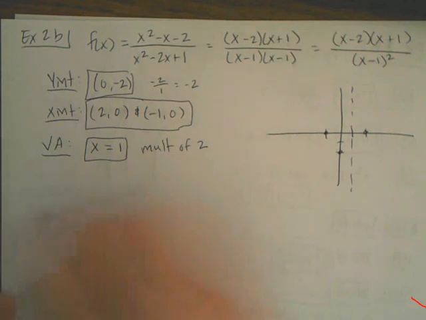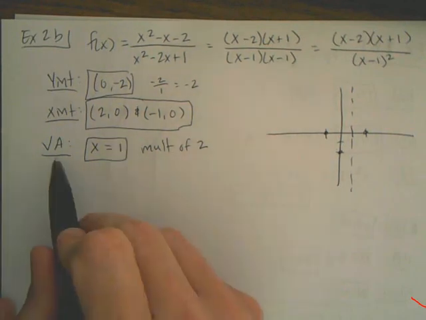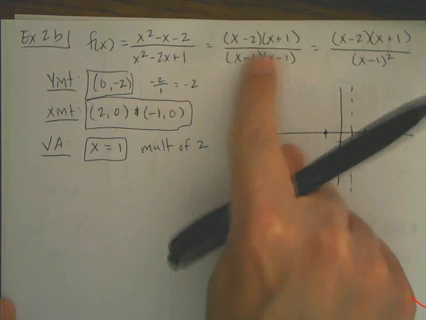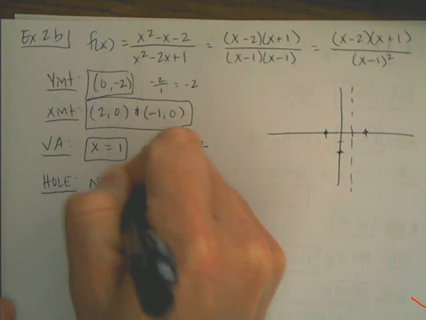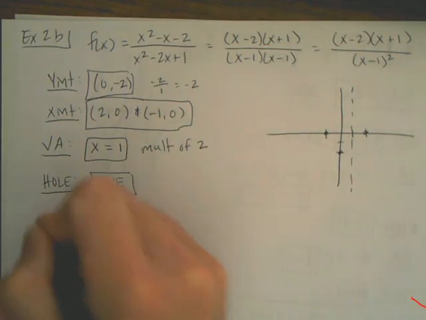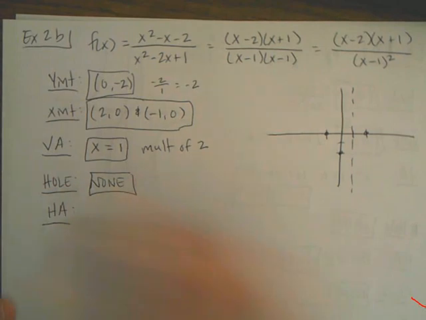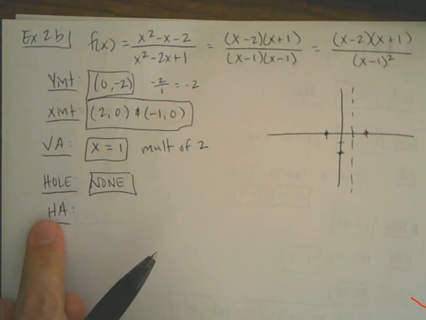Because we didn't have any factors that canceled, see no factors canceling? Is there a hole? None. No hole. All right, HA, our horizontal asymptote. Ha! It makes me laugh. I'm thinking Bobobot needs DC.